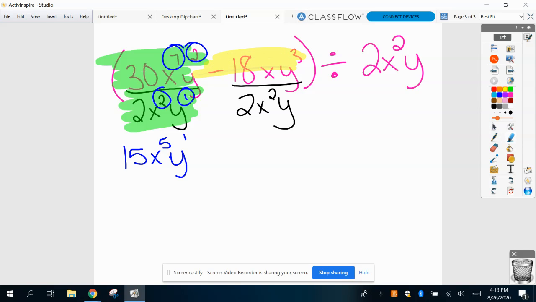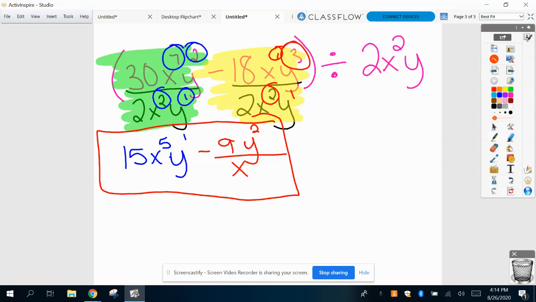And we're going to go to our next one here. Okay, negative 18 divided by 2 gives us a negative 9. Now, when we subtract our exponents, 1 minus 2 gives us a negative 1, right? And when it's negative, it has to go on the denominator. And then we have 3 minus 1, which is 2. That's positive, so that one goes on the top. And again, this will just be our answer.